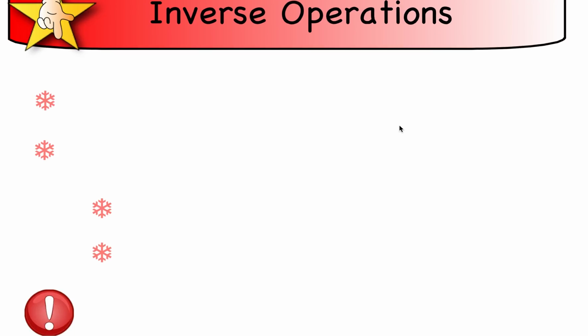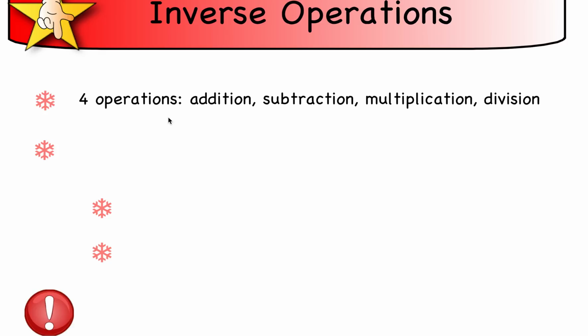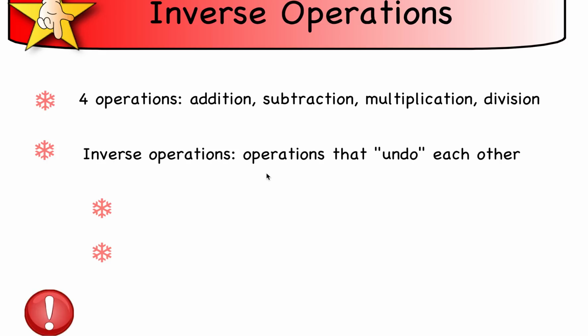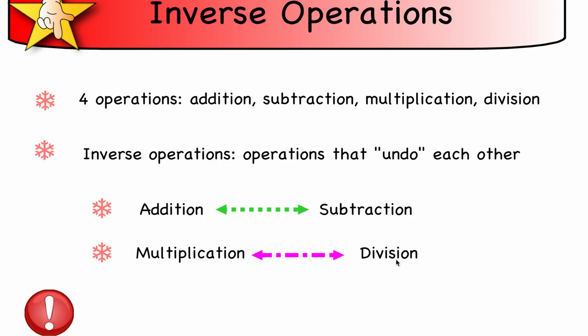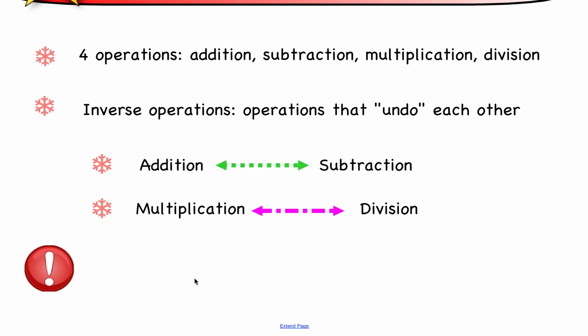Now we have these things called inverse operations we need to talk about. There are four primary operations in math: addition, subtraction, multiplication, and division. And each of those operations has an inverse. The inverse operations undo each other. Addition's inverse operation is subtraction, and likewise the inverse of subtraction is addition. For multiplication, division will undo multiplication, and multiplication will likewise undo division.